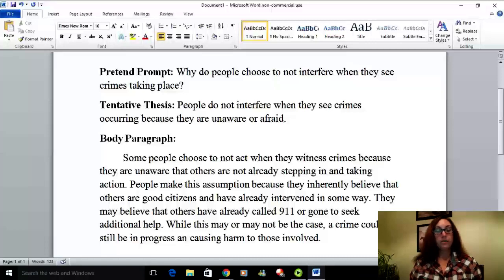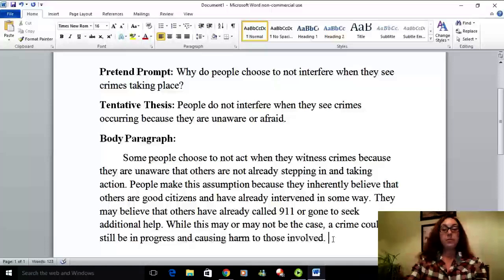So far the paragraph says, some people choose to not act when they witness crimes because they are unaware that others are not already stepping in and taking action. People make this assumption because they inherently believe that others are good citizens and have already intervened in some way. They may believe that others have already called 911 or gone to seek additional help. While this may or may not be the case, a crime could still be in progress and causing harm to those involved.